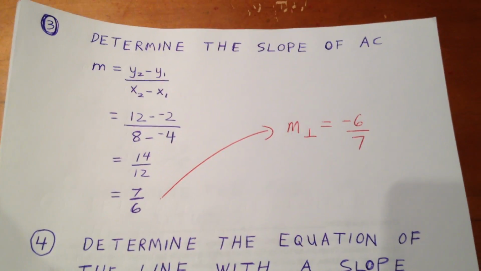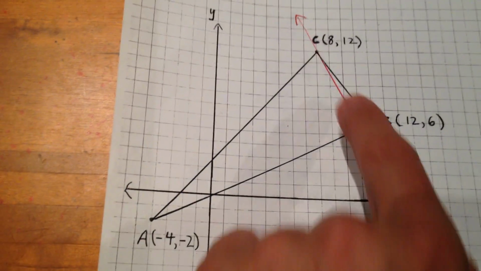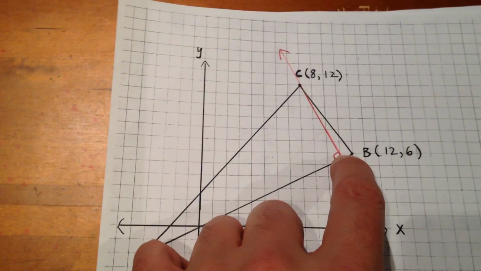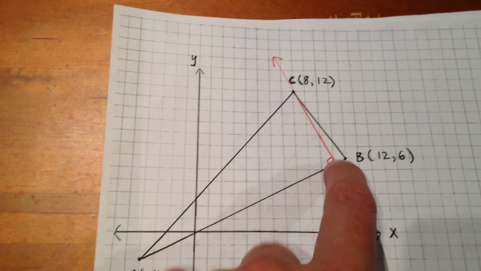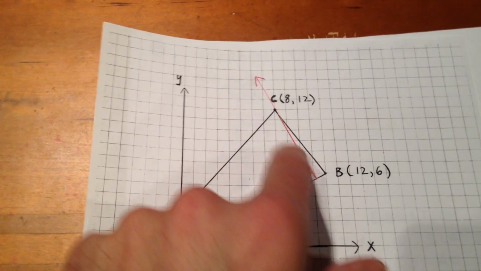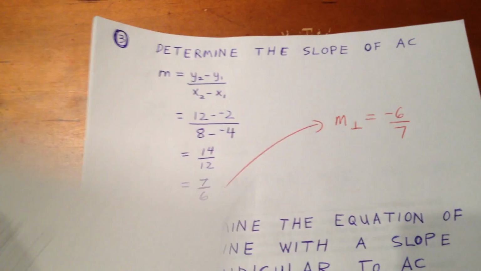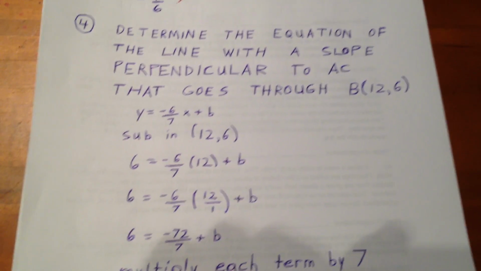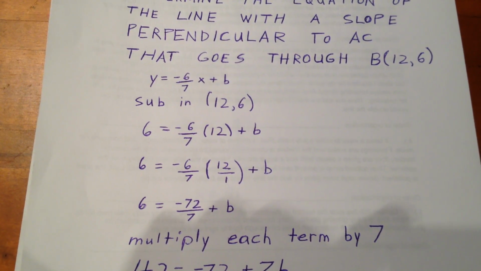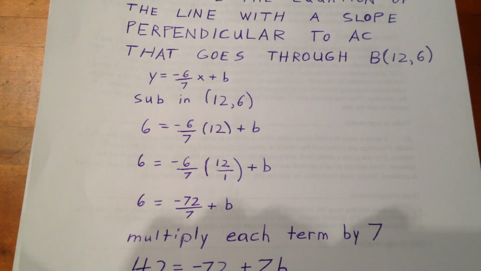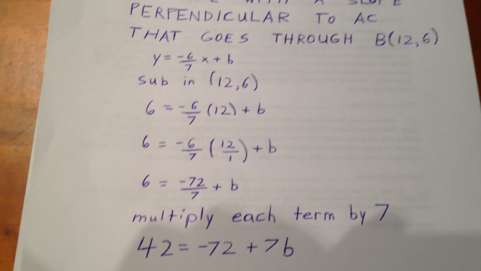Now that we have this perpendicular slope to AC, we're going to want to extend a line perpendicular to AC, but through the point B (12, 6), because that's what that altitude would do. So, putting it through the point (12, 6), we get y equals -6/7 x plus b, which means 6 is -6/7 of 12 plus b.